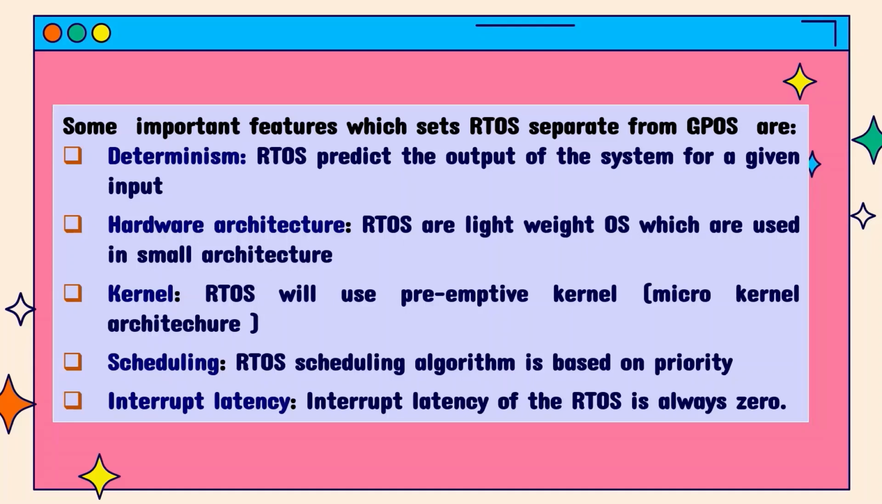Fifth is the interrupt latency. Interrupt latency of the RTOS is always 0. When we take the GPOS, interrupt latency is more when a number of processes have to be processed at the same time.